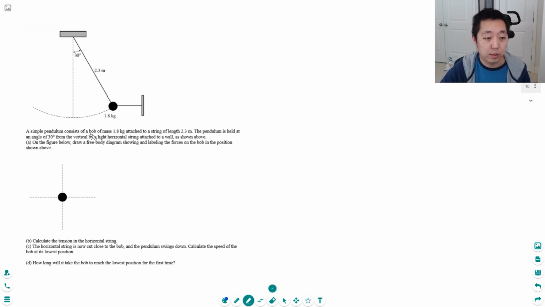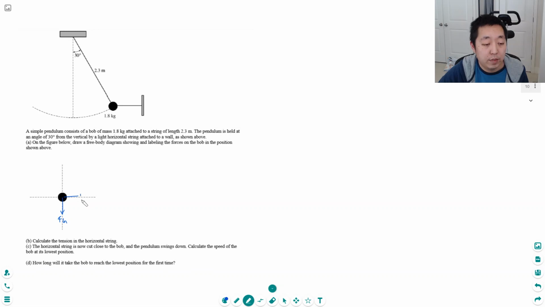We have a simple pendulum consisting of a bob of mass 1.8 kilograms attached to a string of length 2.3 meters. The pendulum is held at an angle of 30 degrees from the vertical by a light horizontal string attached to the wall, shown above. On the figure below, draw a free body diagram showing and labeling the forces on the bob in the position shown above. Always have gravity.